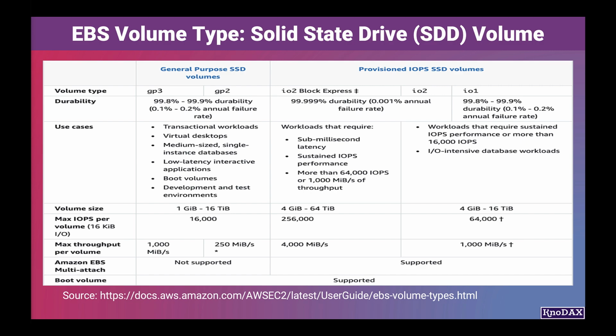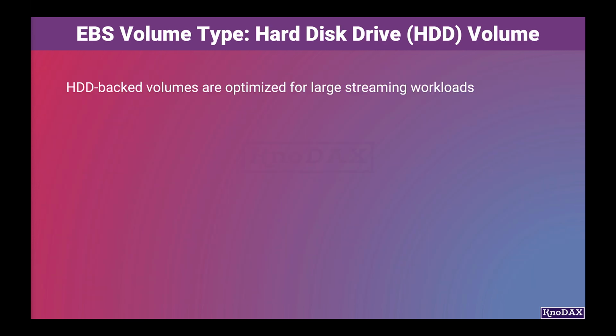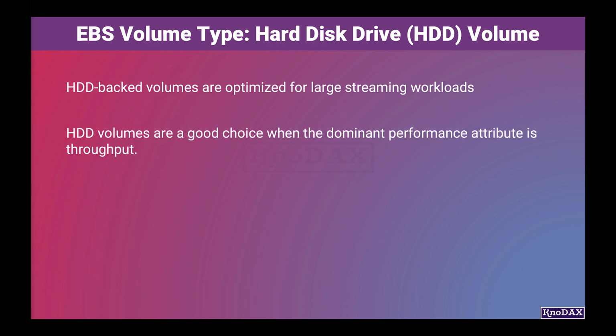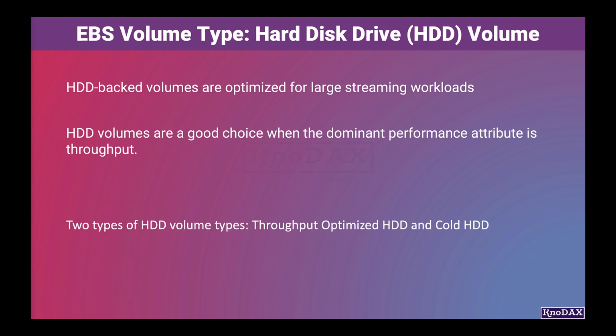Now let's talk about hard disk drive, HDD volumes. HDD-backed volumes are optimized for large streaming workloads. HDD volumes are a good choice when the dominant performance attribute is throughput. In other words, if your non-functional requirement of deciding volume type is throughput, not the IOPS, as in the case of SSD-backed volumes. There are 2 types of HDD volume types: throughput optimized HDD and cold HDD.